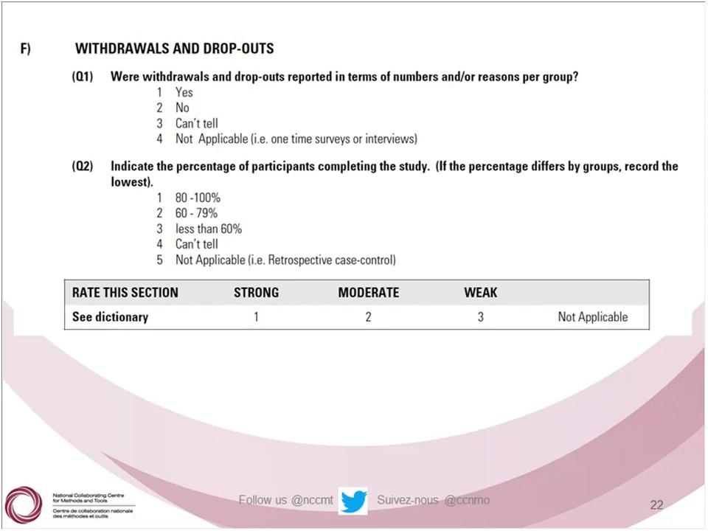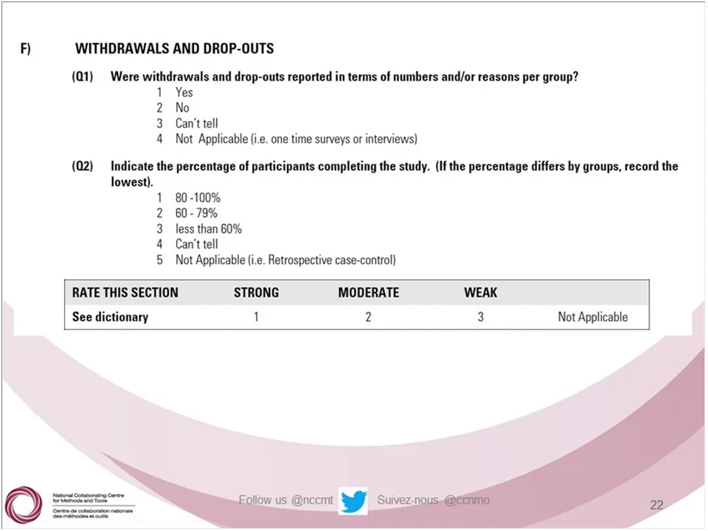The next component, F, is withdrawals and dropouts. So, were withdrawals and dropouts reported in terms of numbers and/or reasons per group? Again, we want to know that they've accounted for why folks may have dropped out of a study. So have they actually told us, in addition to the percentage, do we know why people have dropped out?